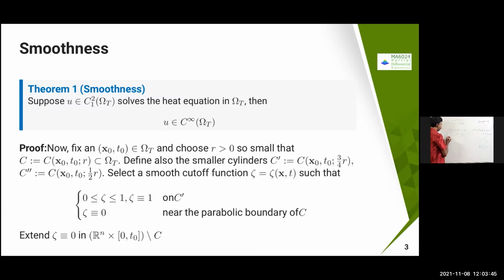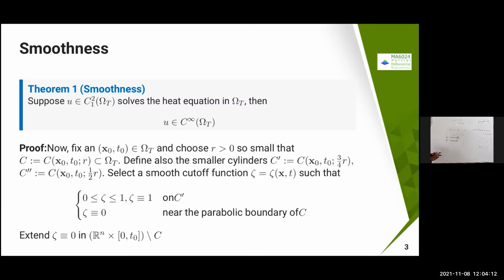Apart from that, I'm going to define two more small cylinders. One is C prime, which is C(x naught, t naught, 3r by 4), meaning 3/4 of the same thing, which is a subset of Omega_T. And one more, C double prime, which is going to be C(x naught, t naught, r by 2). These are all the cylinders I'm going to define.